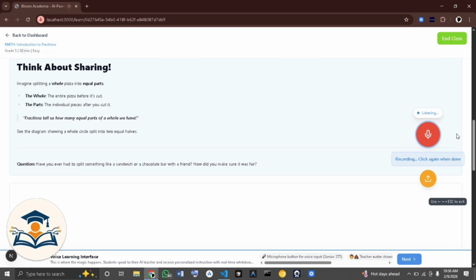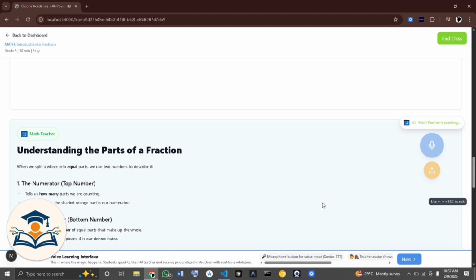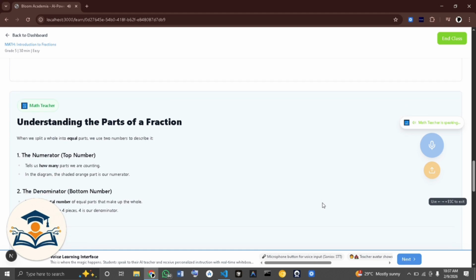Yes, I've actually had to share a chocolate bar with a friend. I just used my instincts to make sure it was fair. That is a great example, Hadid. Sharing a chocolate bar is a perfect way to see fractions in action. That instinct you used to make it fair is actually you thinking about equal parts. Let's look at the board to see how we write that down in math.